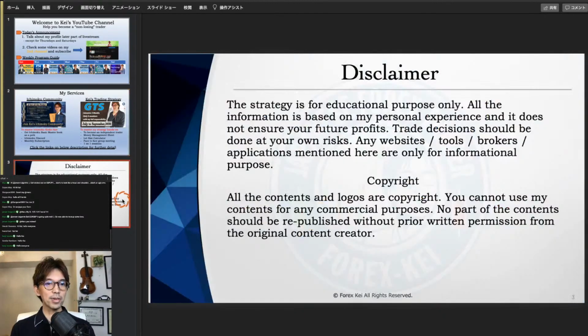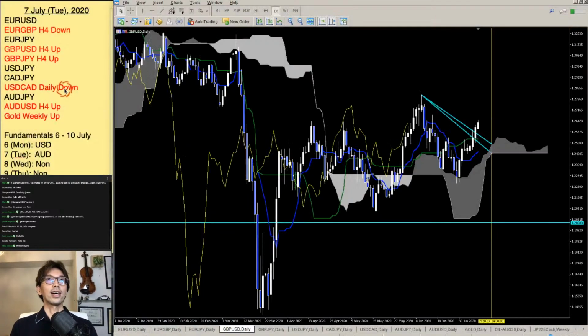Just a disclaimer before starting here: all this knowledge and analysis is based on my own experience. So when you take trades, please do it at your own risk, okay? I never manage someone's money, and I never will manage someone's money.